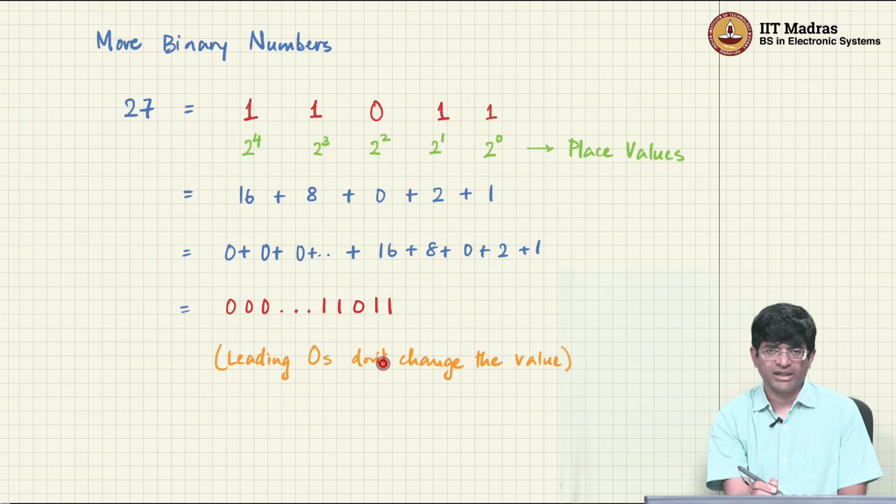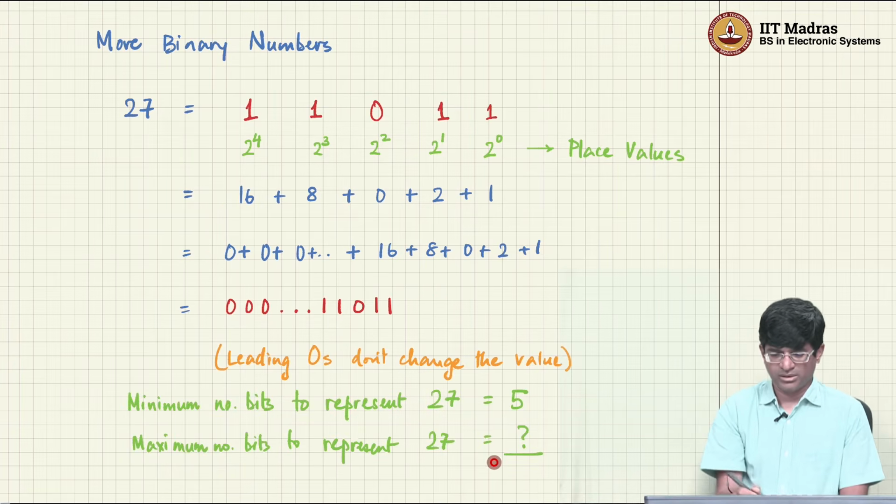We will be making use of it later when we talk about negative numbers. It's obvious, it's just like in decimal, we say that 9 and 09 and 009 are all the same. We almost never write it as 09 or 009, but we know that if you put a 0 in front of it, it doesn't change the value of the number. That's exactly what we are saying here as well.